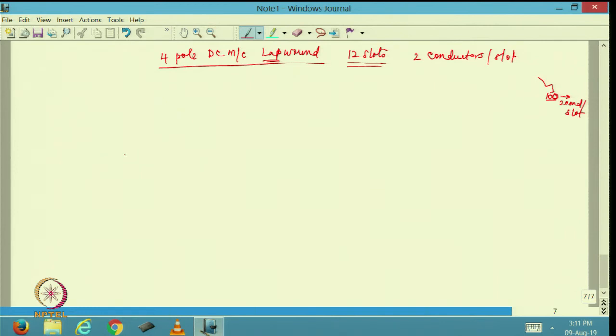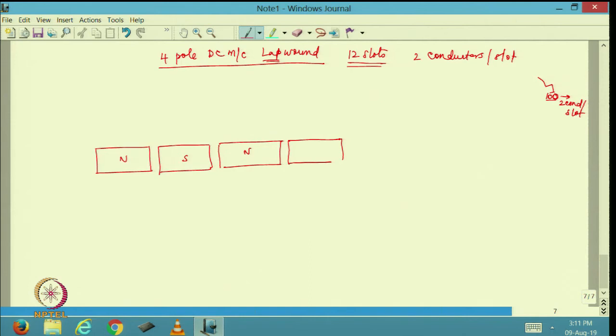So let me say maybe I am going to have a north pole like this. After that I am going to have a south pole. Again I am going to have a north pole and I am going to have a south pole. Please understand, this is essentially the stator. Whatever I am talking about is stator poles. Now I am going to have 4 poles and 12 slots. So there will be 3 slots per pole.